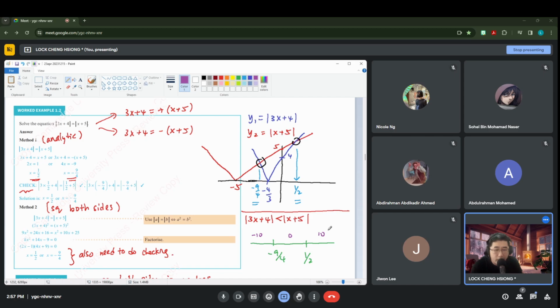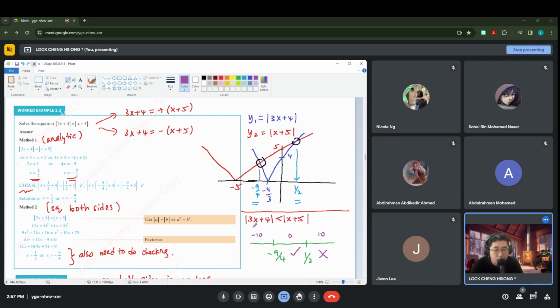So 10, I put it back inside the inequality. I have 30 plus 4, modulus 34. 10 plus 5, so 15. Is 15 greater than 34? No, it isn't. So this one is out, I give it a cross. 0, I put it in. 3 times 0 plus 4, so this is 4. 0 plus 5, this is 5. Is 5 greater than 4? Yes, I give it a tick.